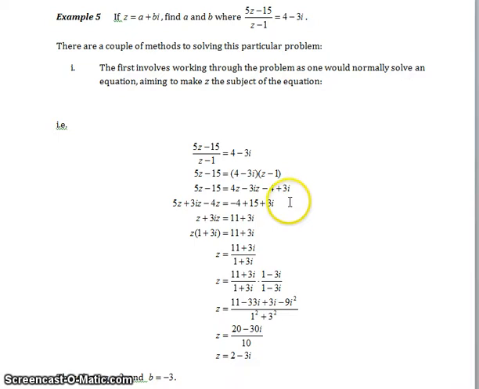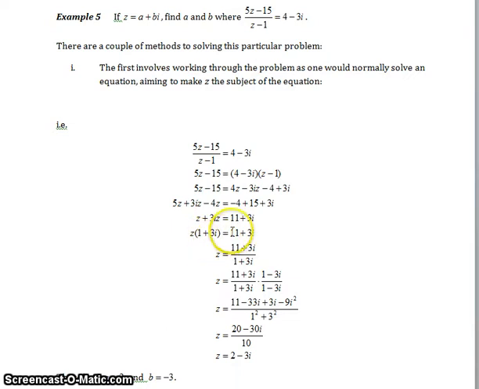What's happening now is that we're collecting all our z terms over to the left hand side, and any other term comes over to the right hand side. So on the left, 5z minus 4z is z, and so we've got z plus 3iz, and on the right we have minus 4 plus 15, which is 11, plus 3i. Left hand side, because we want to solve for z, we're going to take z out as a common factor, and that gives us z outside of 1 plus 3i. Right hand side stays the same.